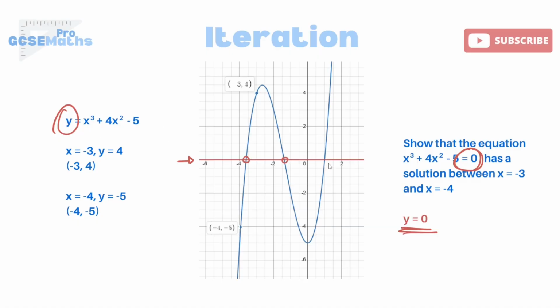It's a cubic, so there's obviously 3 solutions. But in terms of what we were looking for, we were focusing on this solution on the left, weren't we? The one that is between x is minus 3 and x is minus 4. So how does it show? Because there's a sign change, how does that show us that there is a solution?